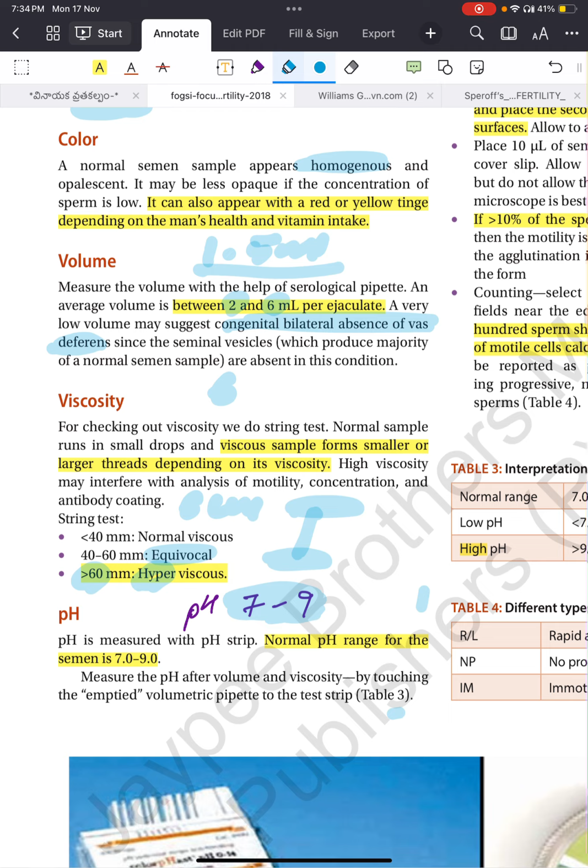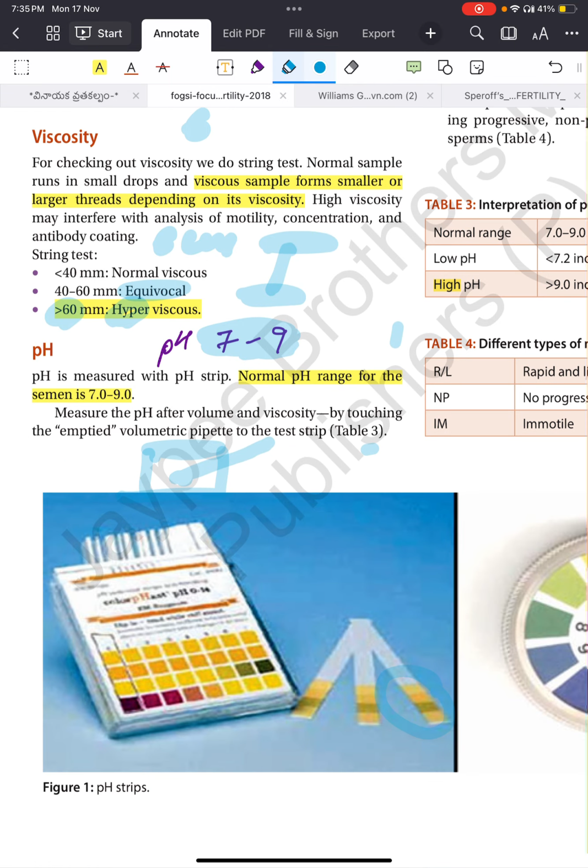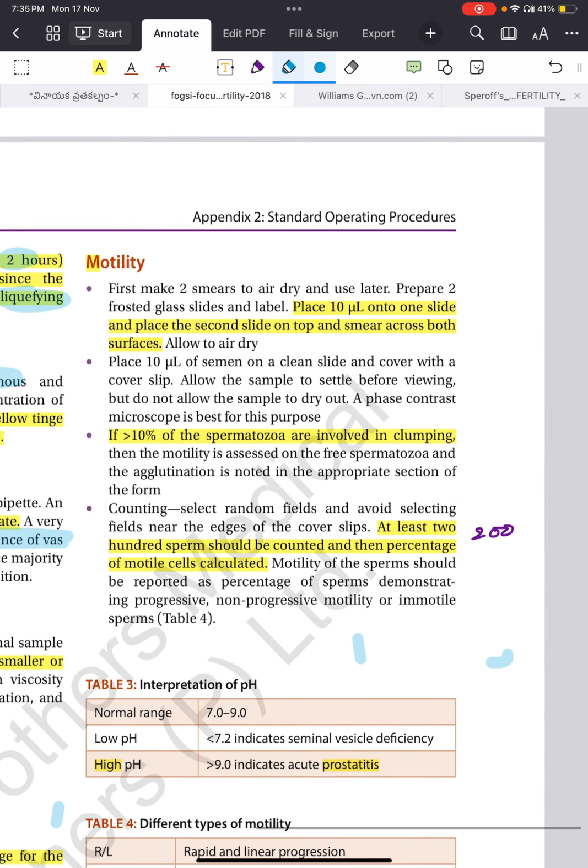Next point is 7, pH. The normal pH range is 7 to 9. Measure the pH after volume and viscosity. We take a pipette to take the semen sample, so the pipette end has some drops of semen. That pipette is touched to these strips, and we see the color so that we can know the pH.